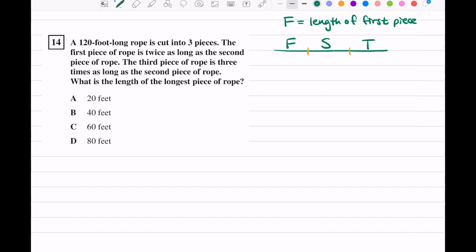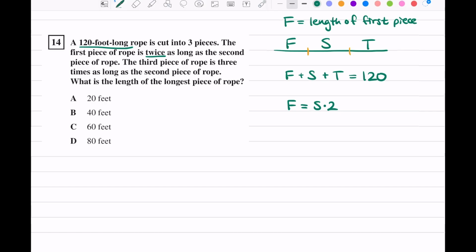So this is our piece of rope, divided into 3 sections, and they tell us that the rope is 120 feet long. So using our variables, we can say that f plus s plus t equals 120. What other information do they give? They say the first piece of rope is twice as long as the second piece of rope. So writing that as an equation, we would say the first piece of rope is equal to the second piece of rope times 2.